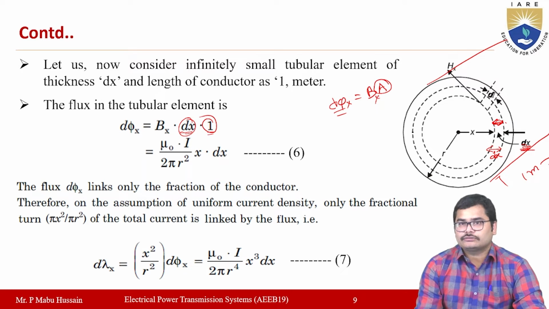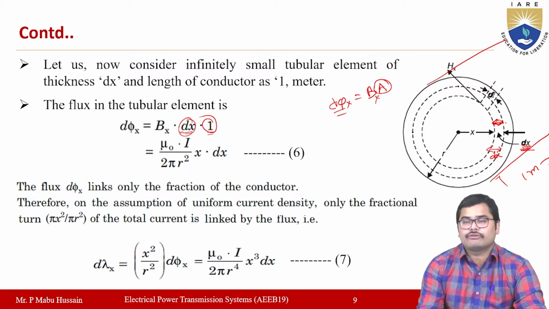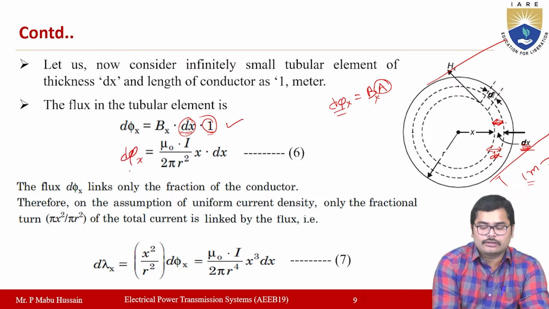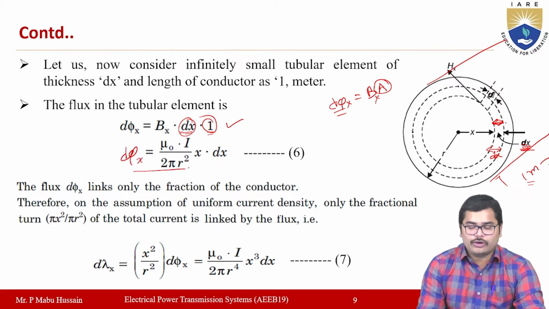So the flux in the tubular element, if you want to determine, will be represented with d phi x, and this value will be equal to flux density Bx into area, and that area is the area of your tubular element. So the area of the tubular element will be equal to this distance dx into length, which we are considering to be 1 meter. So d phi x will be equal to mu 0 I by 2 pi r square into x dx, right?